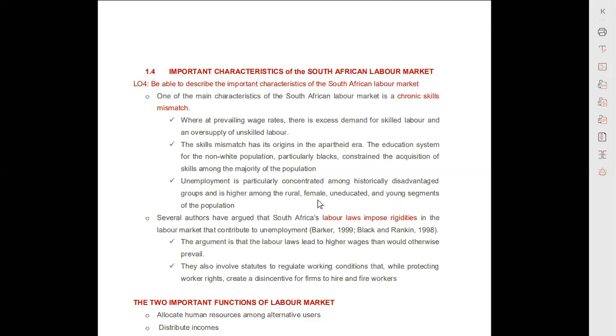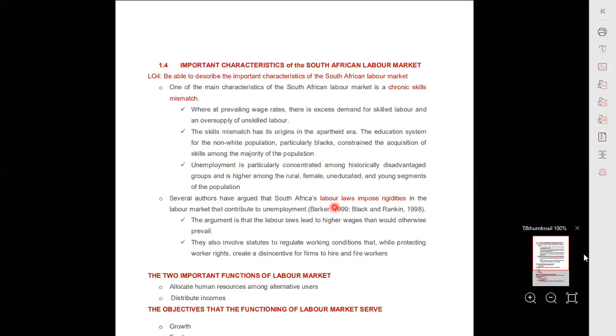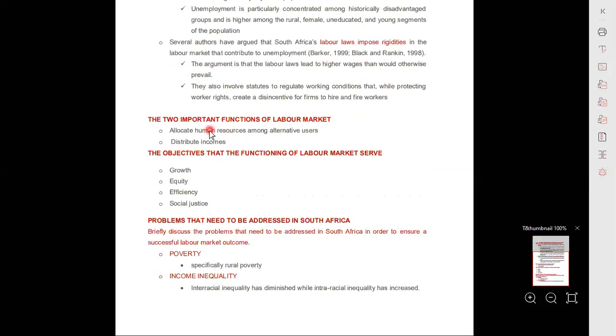The two important functions of the labor market. Don't worry about this Becker model. We shall take a look at the Becker model itself. It's a topic by itself. So, two important functions of the labor market: it allocates human resources among alternative users. The other important function is the distribution of income.